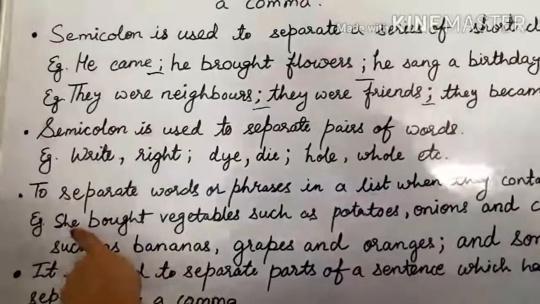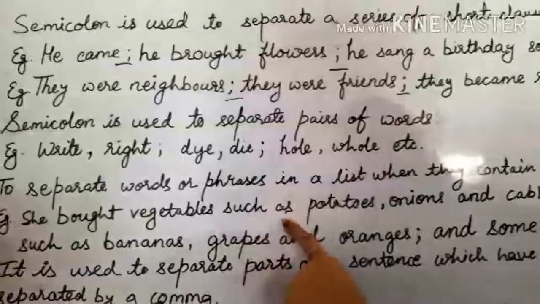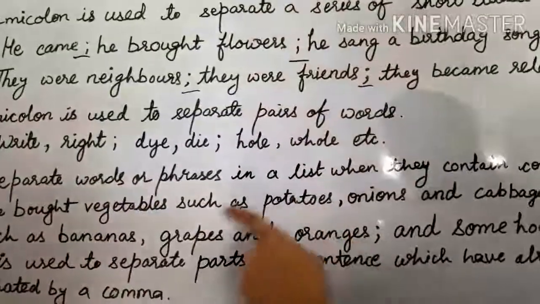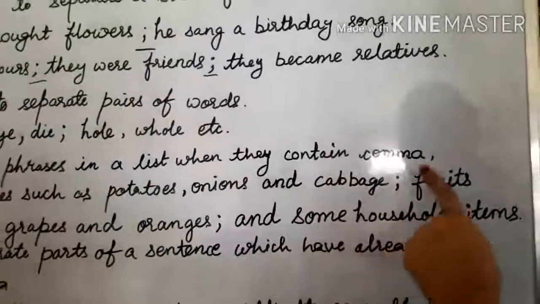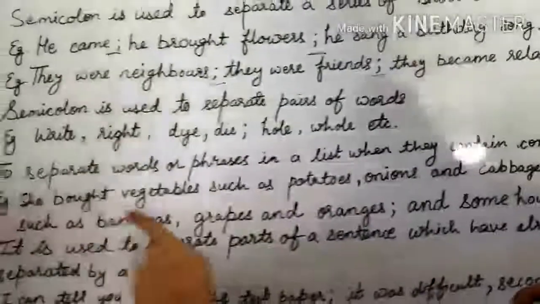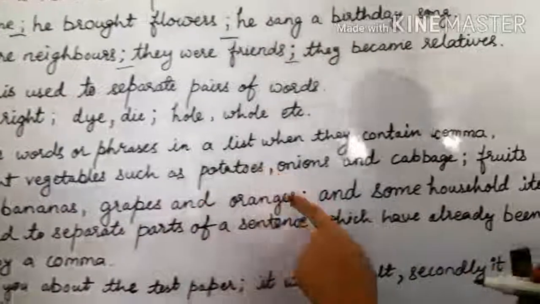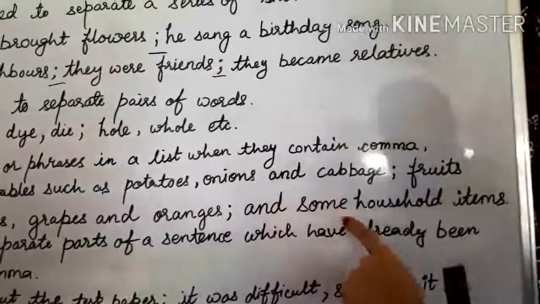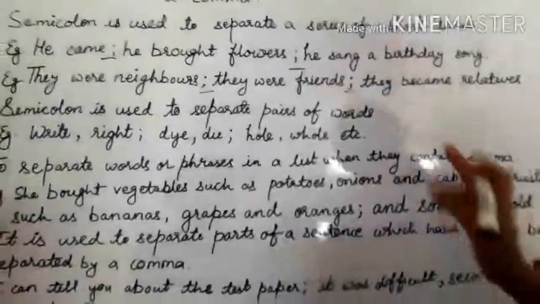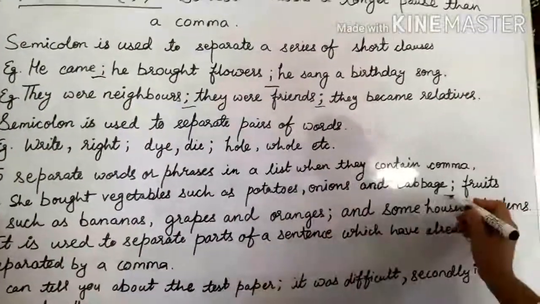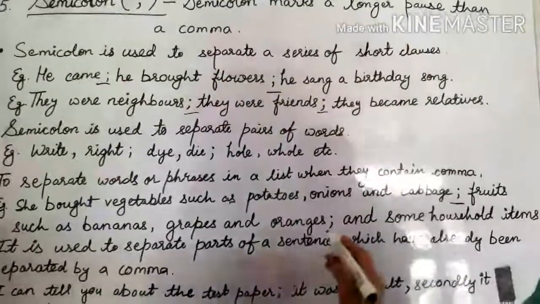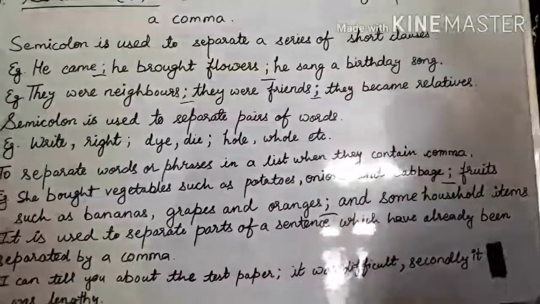Now see, she bought vegetables such as potatoes, onions and cabbage; then fruits such as bananas, grapes and oranges; and some household items. This is a list and we are separating the words and phrases with the help of semicolons. See, one is here, second is here.